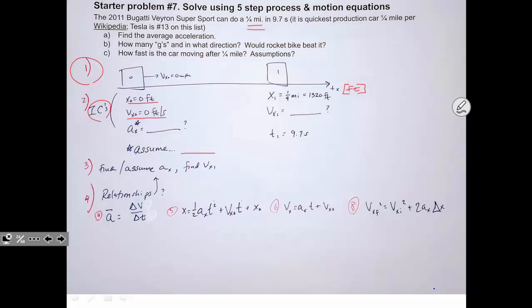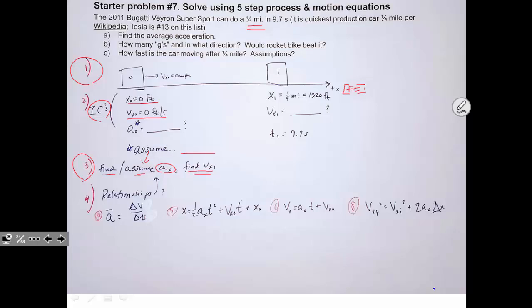Well, I've already written down the relationships we can use, which is part 4 of the 5-step process. Remember, equation 4 is just our average acceleration equation. We can use that whether we're constant acceleration or not. This is just an averaging function. And then I've written down a few of our favorite equations, equations 5, 6, and 8, from our constant acceleration equations. Let's just check off what we know and what we don't know. All right, so we know initial and final positions for this thing.